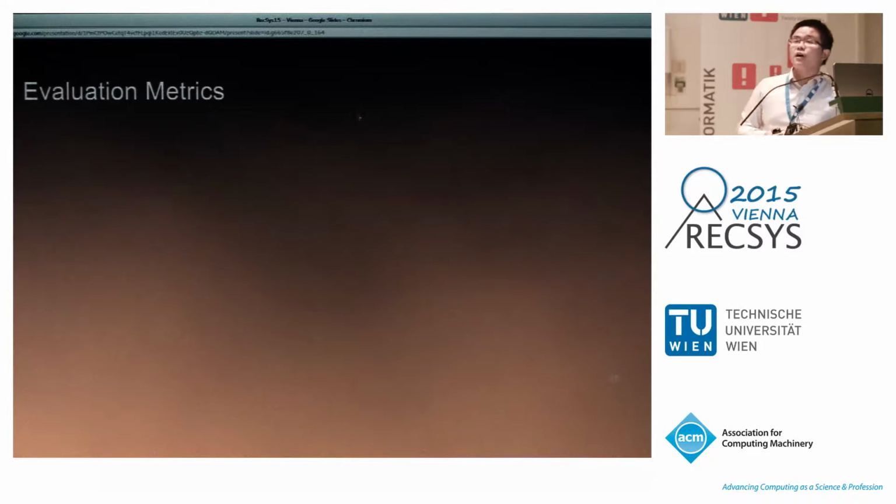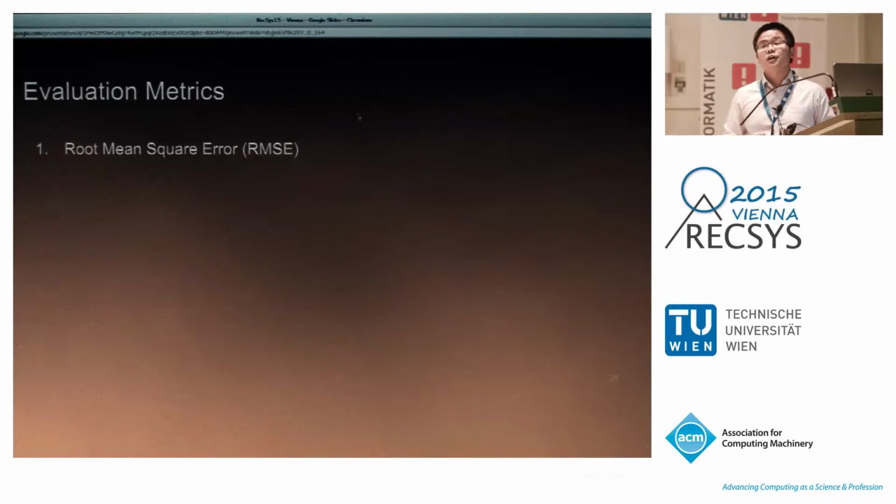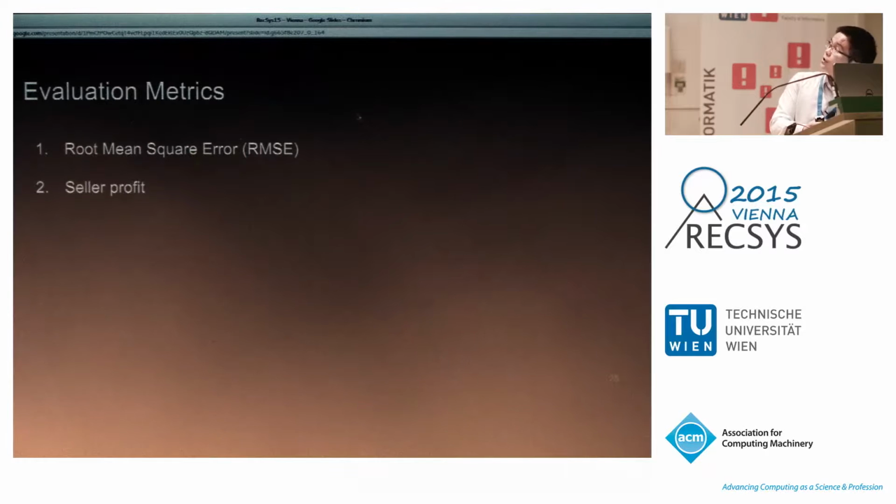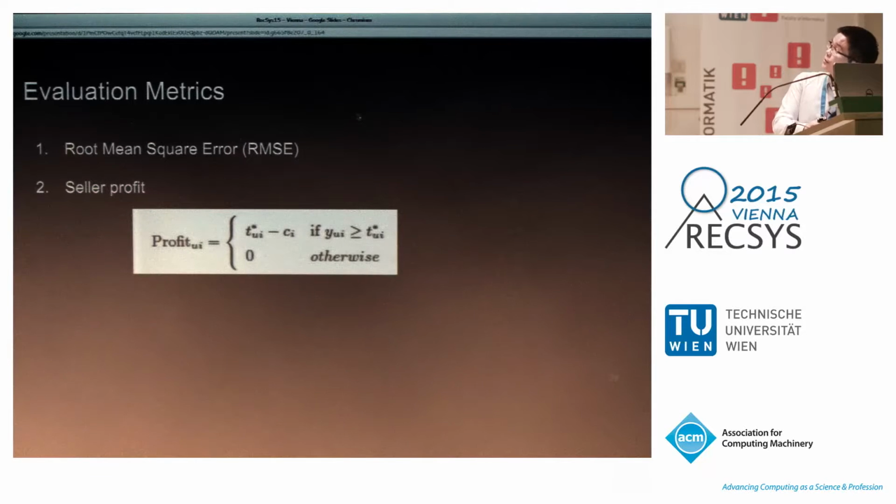So how do we evaluate the proposed approach? We did it by 2 metrics. The first is root mean square error, which is commonly used in most of the existing recommendation algorithms. And second, we use the seller profit. This is very practical and of great interest to marketing practitioners. The way we calculate the profit is straightforward.